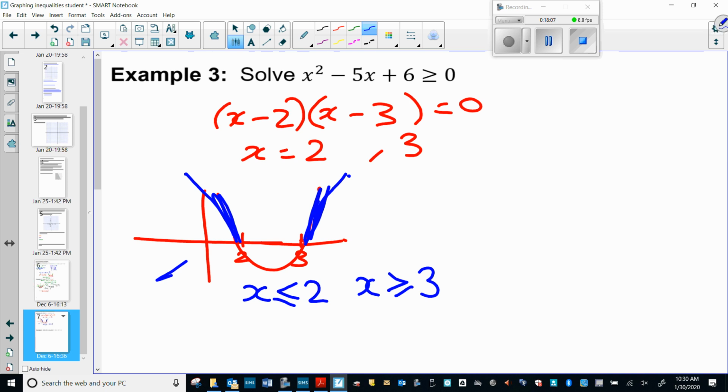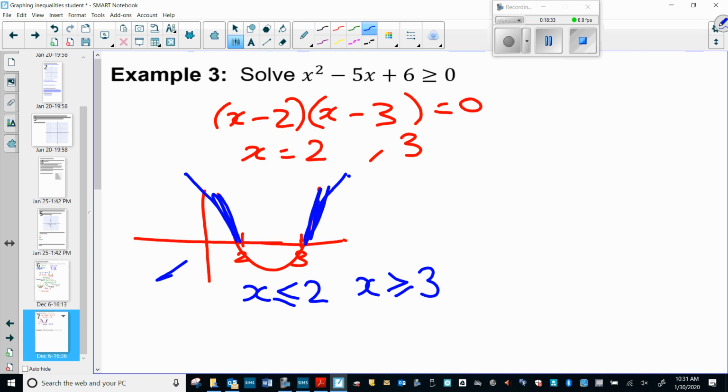So are those written together? No, you have to have both of them as your answer, but there's no way you combine them. Okay, so it's not a nice, pretty range like we've had in the past. It's two separate branches. So greater than or equal to 3, or it can be less than or equal to 2. You must have both of those portions there to actually answer the question.